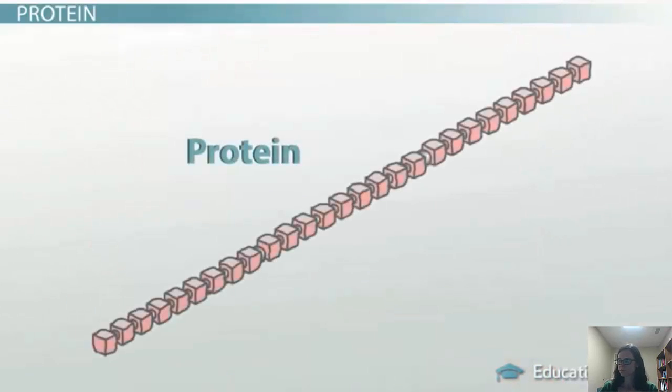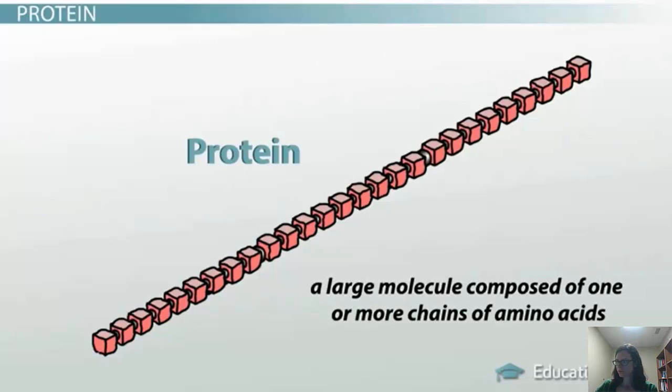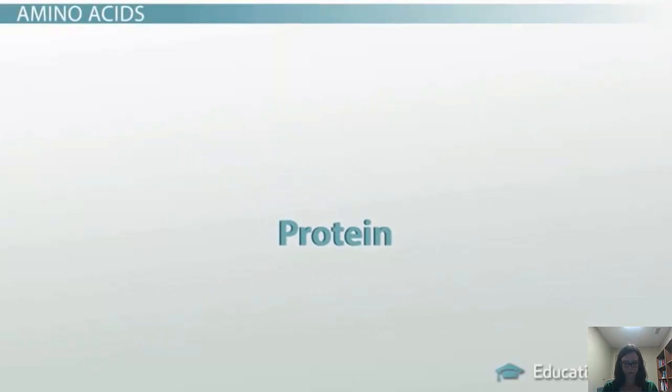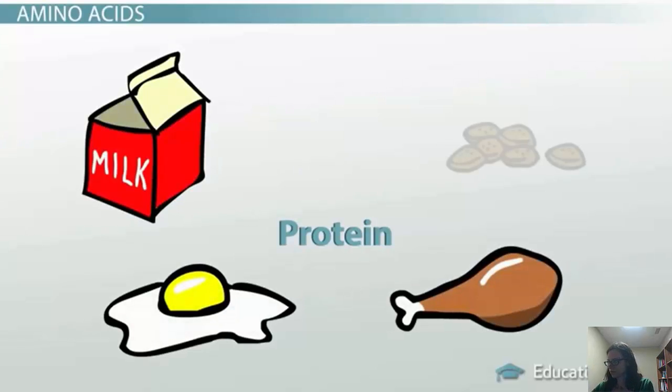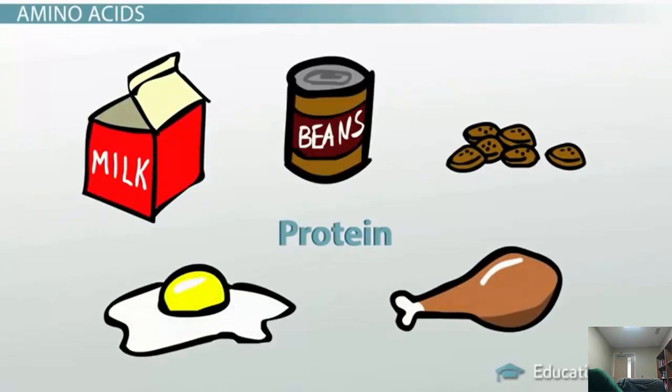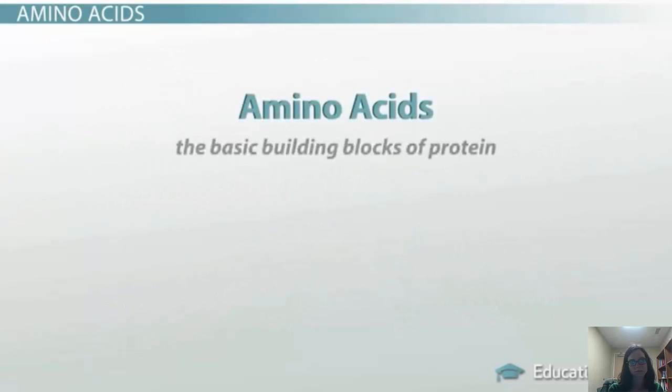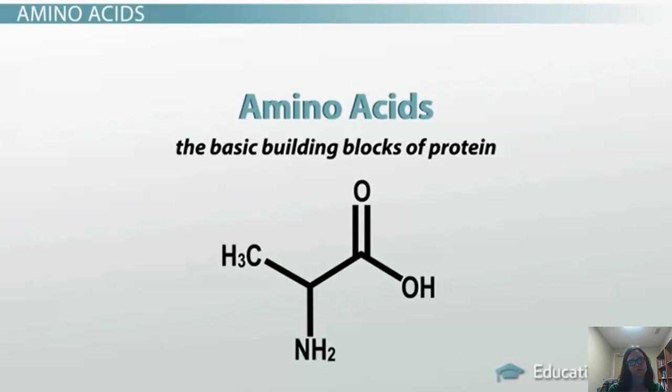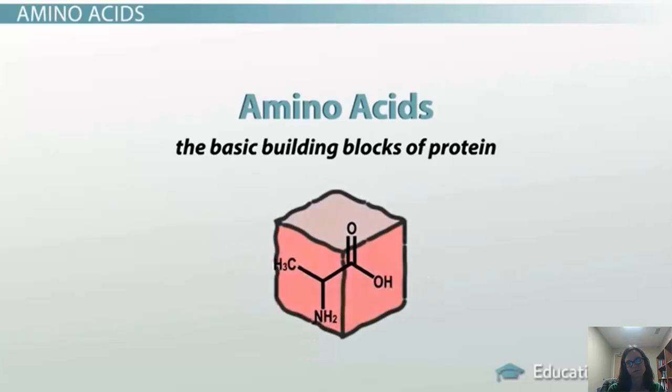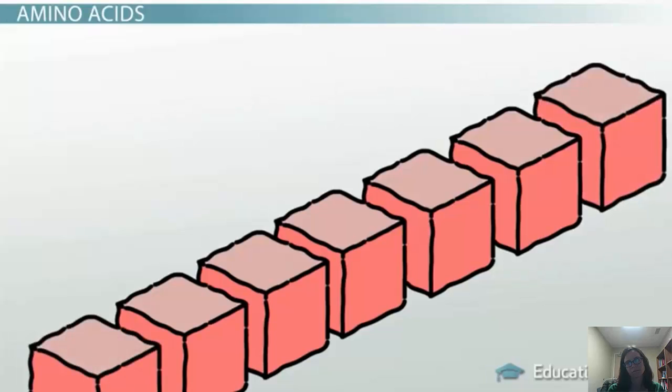Now, when we talk about digestion, we look at protein as a large molecule composed of one or more chains of amino acids. When you feel hungry, you typically think of protein as a food such as eggs, milk, meat, nuts, or beans. Regardless of which way you want to look at protein, one fact remains, and that is amino acids are the basic building blocks of protein. Now, the term building block is a good way to describe amino acids because they are literally used by your body for building biological substances. In fact, many of these biological substances are actually specialized proteins.